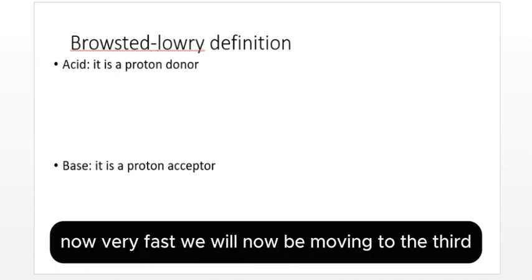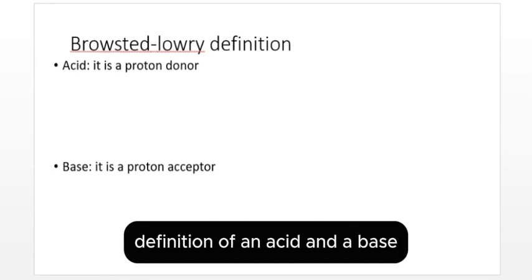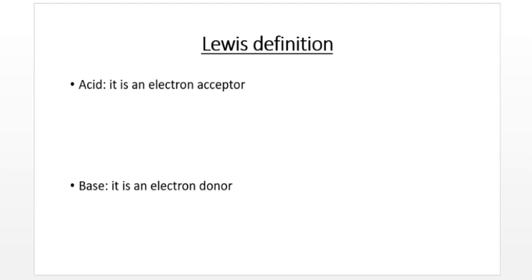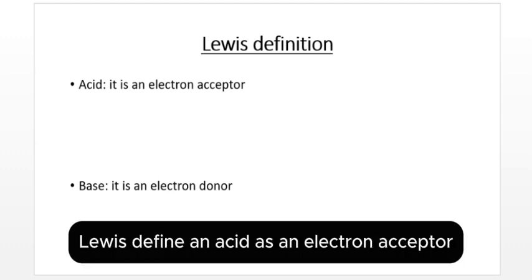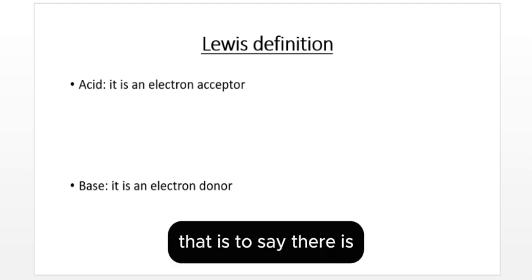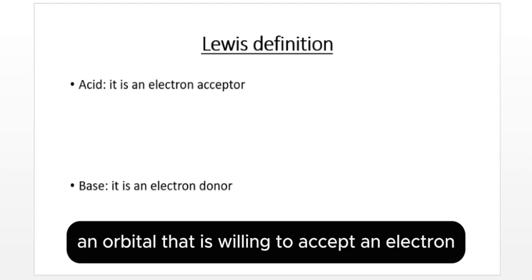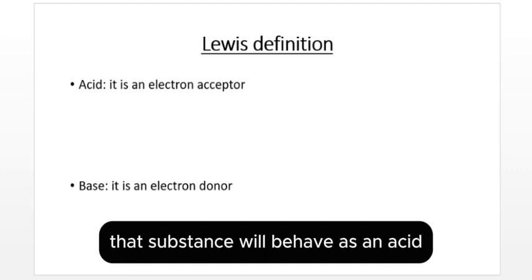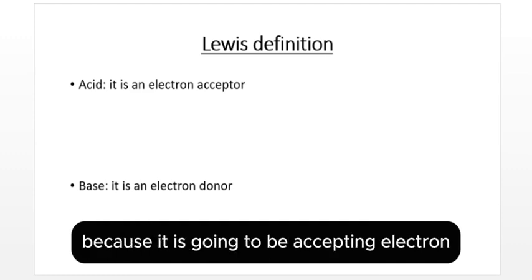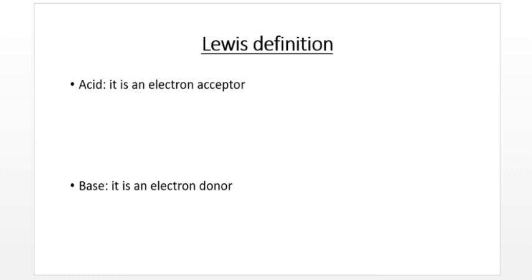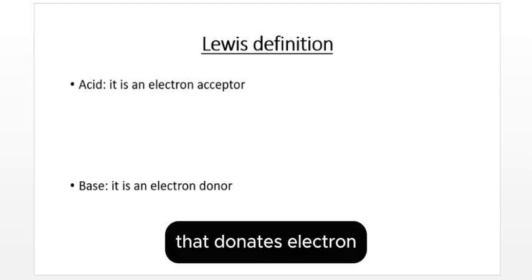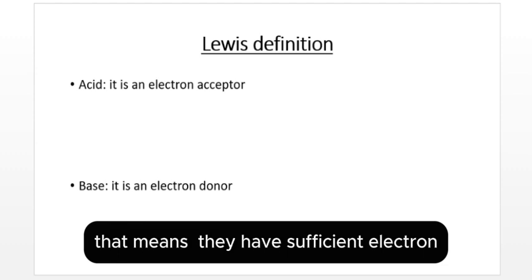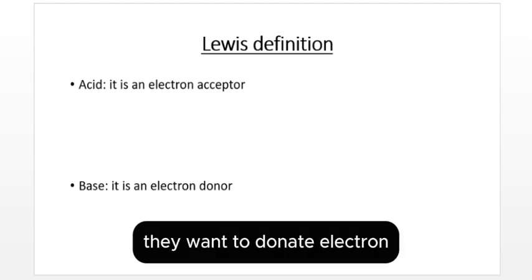Now, very fast, we will move to the third definition of an acid and a base, which is according to Lewis. Lewis defined an acid as an electron acceptor. That is to say, there is an orbital that is willing to accept an electron. When a substance has an orbital willing to accept an electron, it will behave as an acid. A base is a substance that donates electrons. That means they have sufficient electrons and want to donate them.